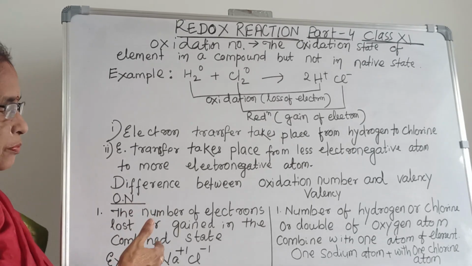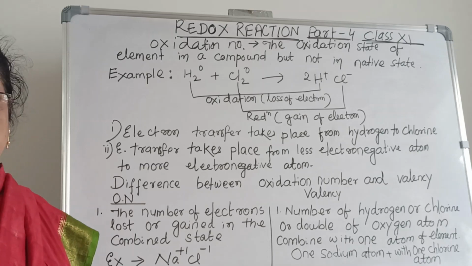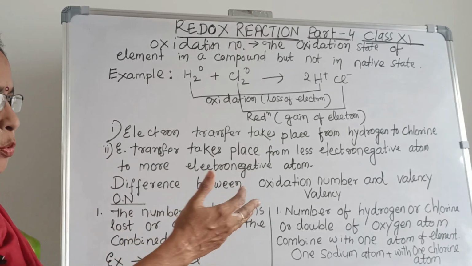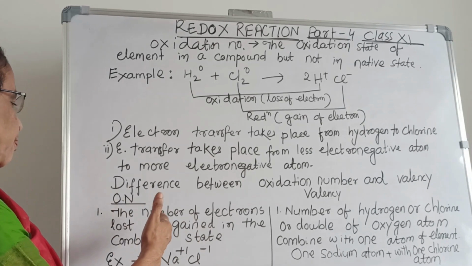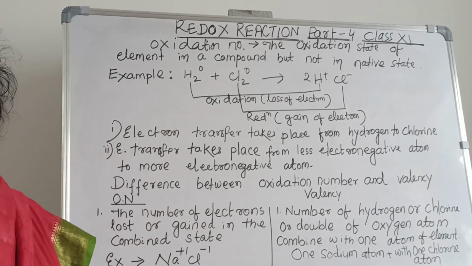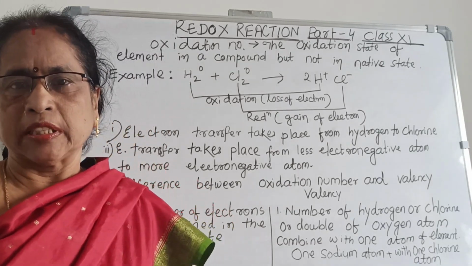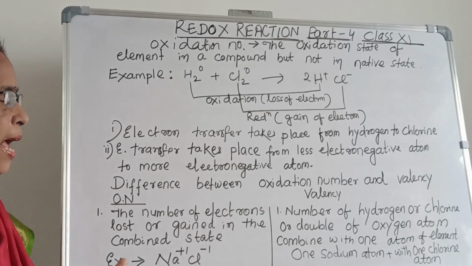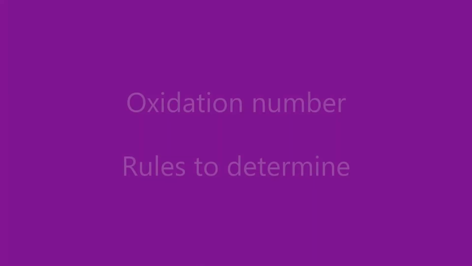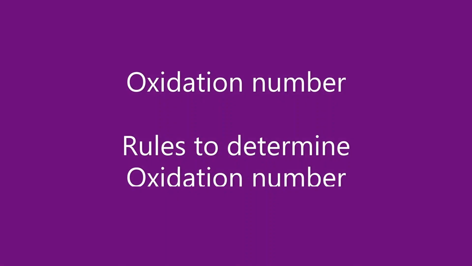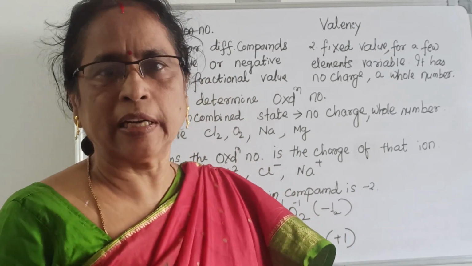And this is the number 1 point of difference between oxidation number and valency. Valency means combining capacity with hydrogen, chlorine, or double of oxygen atoms. And oxidation number means how many electrons are lost and how many are gained in a compound state, or you can say in a combined state. Now again we will see other points of oxidation number. I told you the difference between oxidation number and valency.